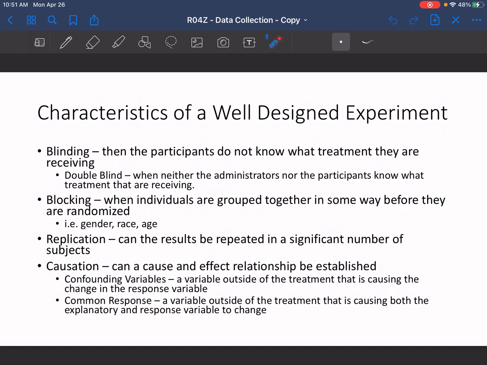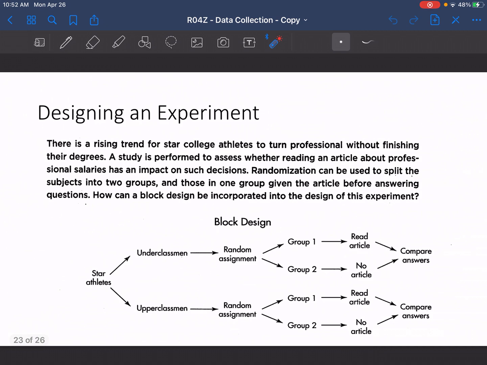And then we have this idea of a common response as well, and that's when a variable outside of the treatment is causing both the explanatory variable and the response variable to change. And so it's common in that it's causing both the explanatory and the response to change as well.